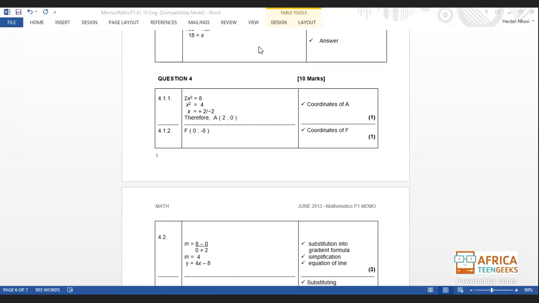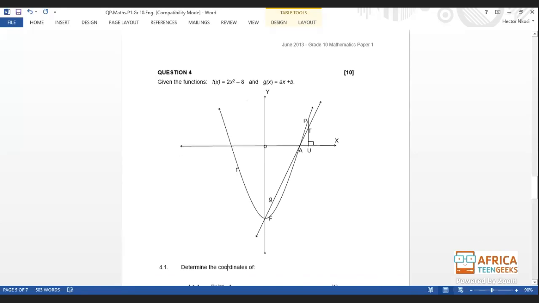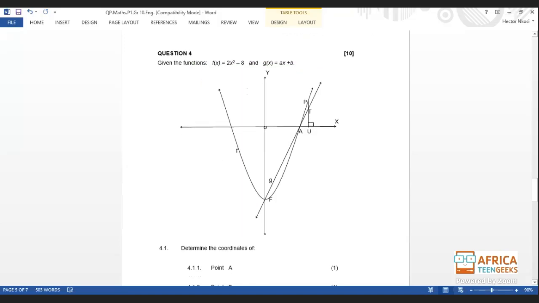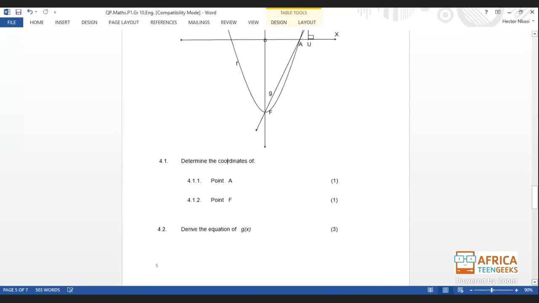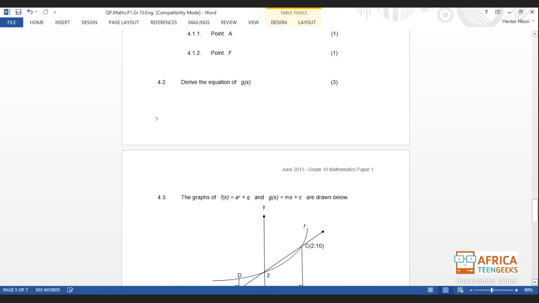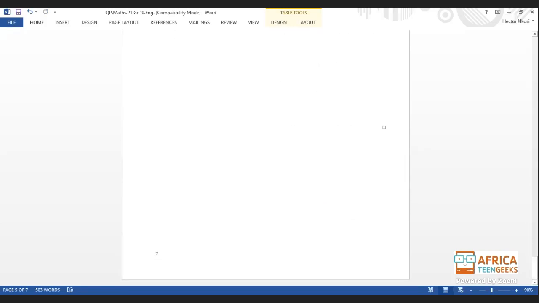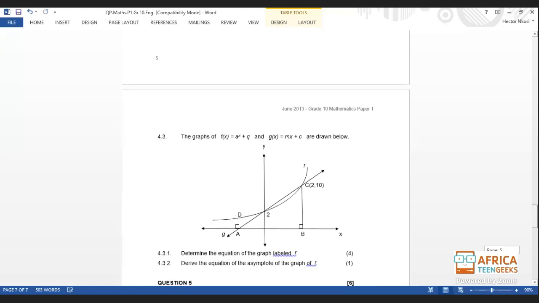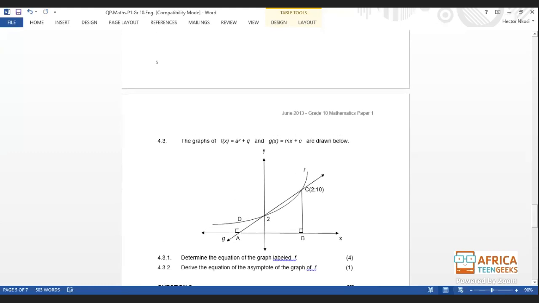Now, when we look at the next question, the next question says to you, okay, I'm still scrolling down, 4.3. It's a different graph. Sorry about that. It's a different graph. Okay. So basically, we are looking at this one.